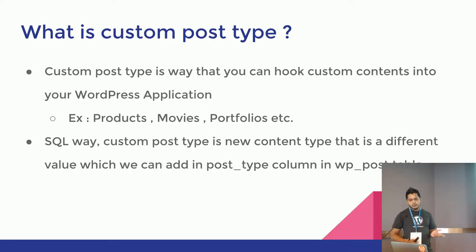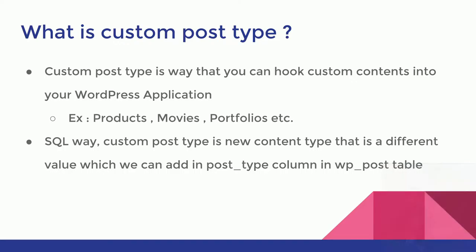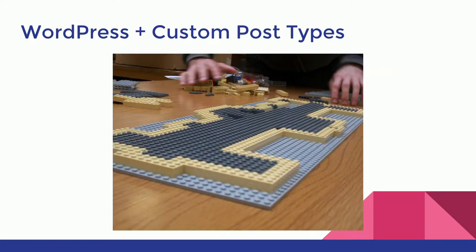Custom post type is the way that you can hook in custom content. As I said earlier, it's like movies, product portfolios, or whatever custom content that you feel you need to add to your WordPress application. If we talk in SQL terms, it's an additional value in the post type column of the wp_posts table.